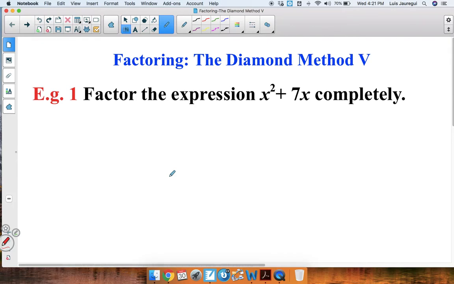Welcome to this video on factoring with the diamond method part 5. Let's take a look at our first example. Factor the expression x squared plus 7x completely.